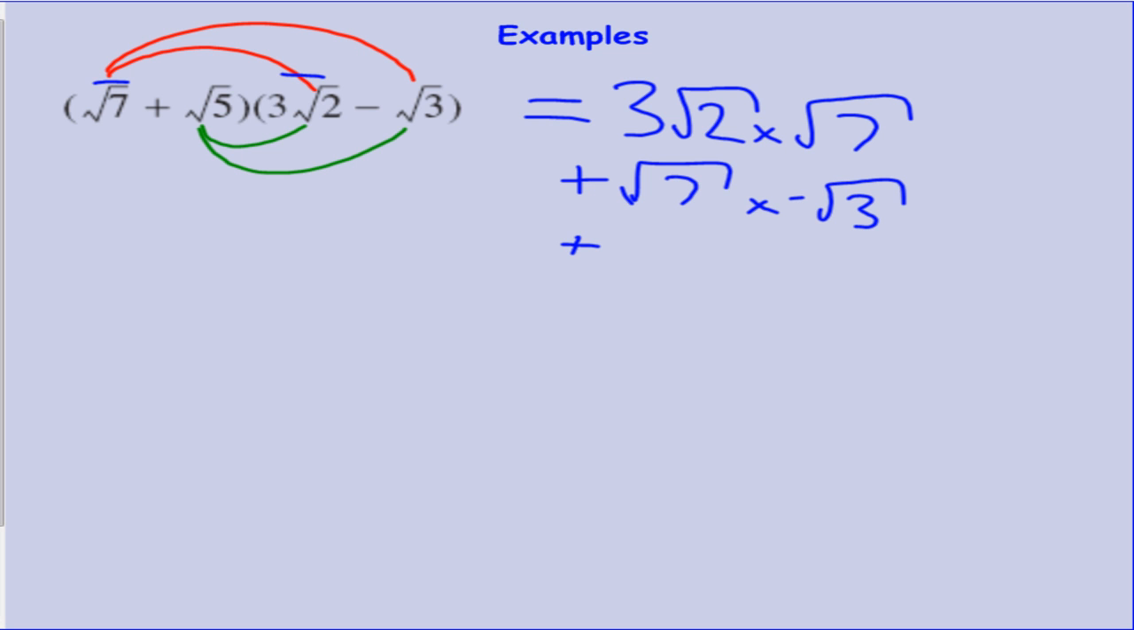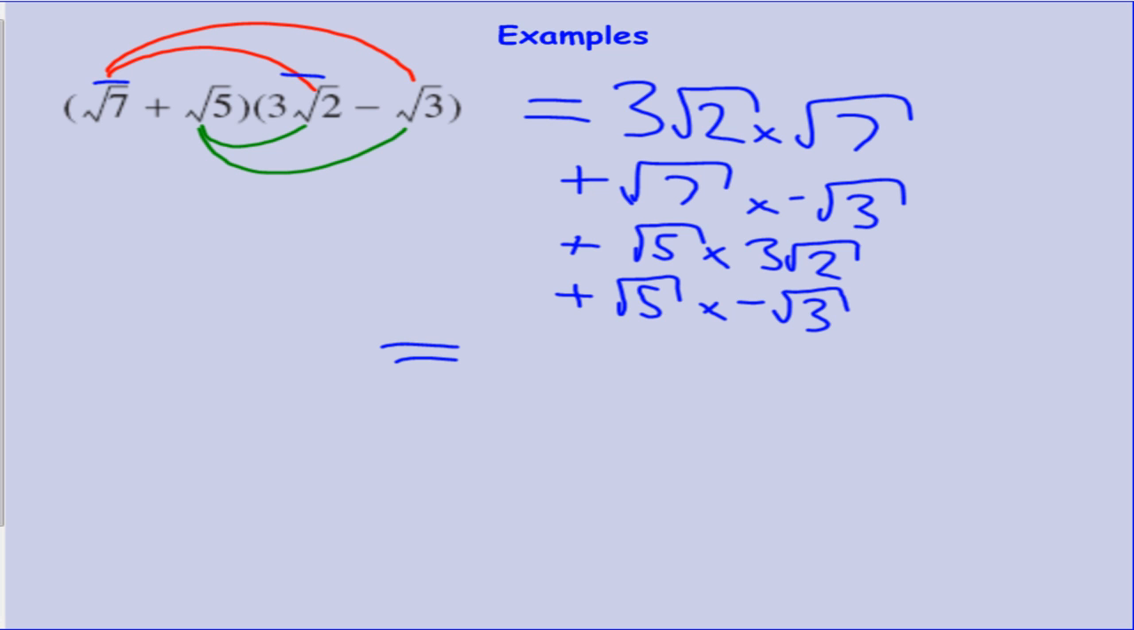Then we have the little green rainbow. So we have the square root of 5 multiplied by 3 root 2. Add that on. Now the big green rainbow, we have the square root of 5 multiplied by negative root 3. So that's quite a bit of work involved in this. And let's join them together.